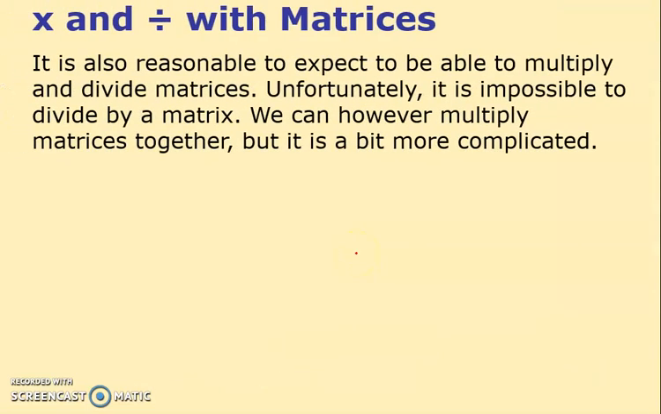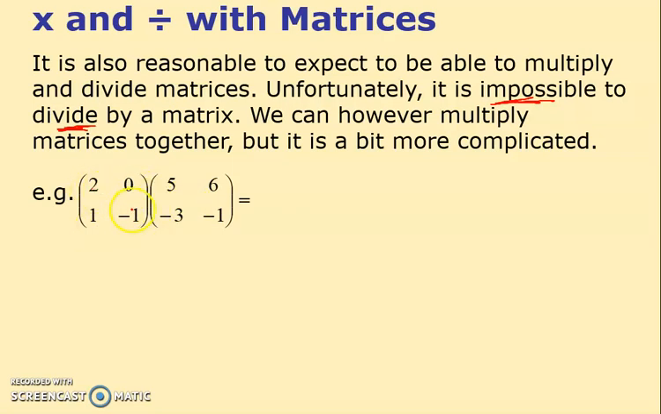So multiply and divide then, it's reasonable, I think, to expect to be able to do this. Unfortunately, it might be reasonable, but it's actually impossible to divide by a matrix. There are ways we can get around that later on, but certainly division in its strictest sense you can't do. But we can multiply, so let's do a multiplication.